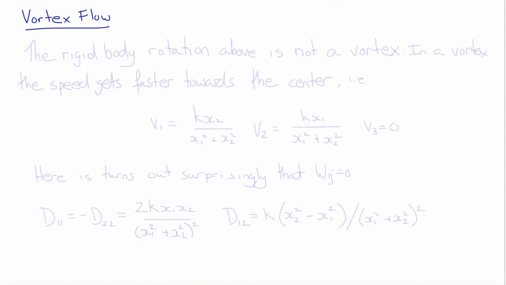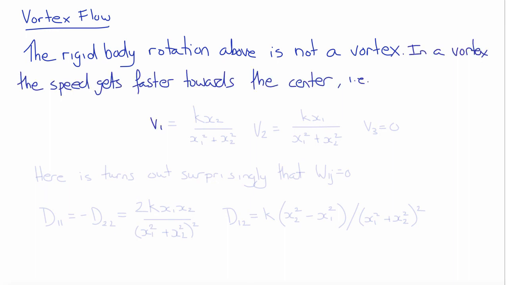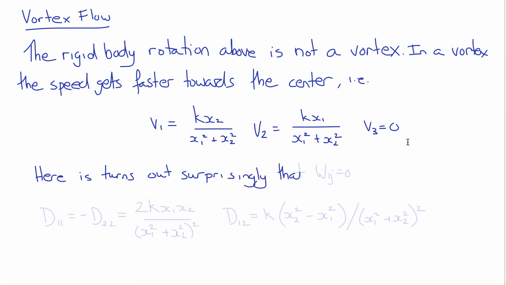So the example we just did is a rigid body rotation, but it's not a vortex. That's because in a vortex, the speed of rotation gets faster and faster as you get towards the center. So we could write a velocity vector field with this flow property by making v1 proportional to x2 divided by x1 squared plus x2 squared, which would be like the square of the radius, and v2 proportional to x1, also divided by the radius squared, which means that the magnitude of the velocity will increase in inverse proportion to the radius. In this example, v3 is zero, so the rotation, the vortex here, is about the origin, about the x3 axis.